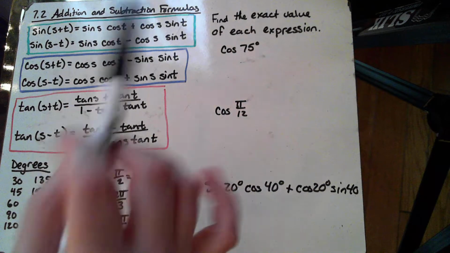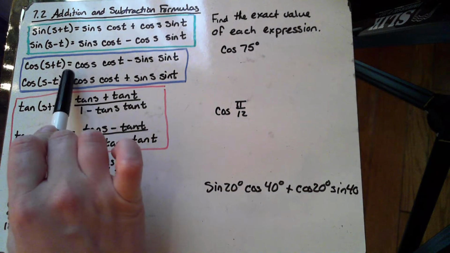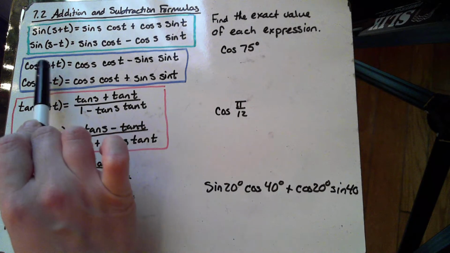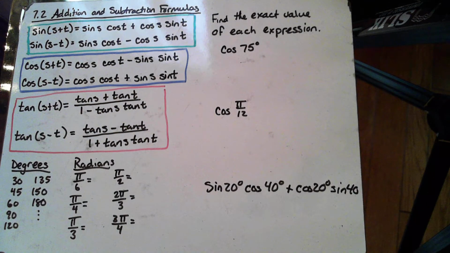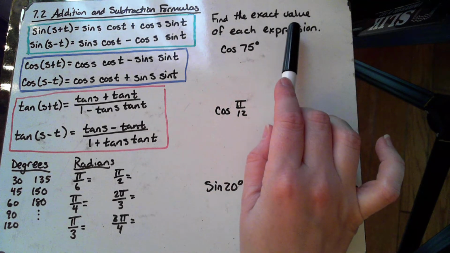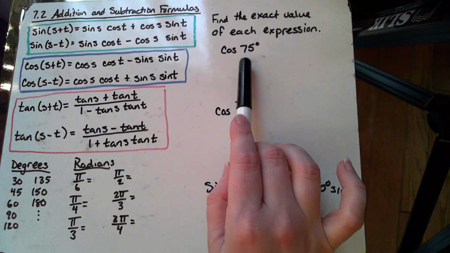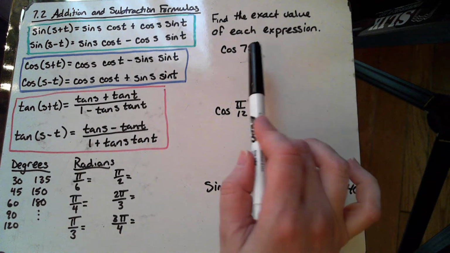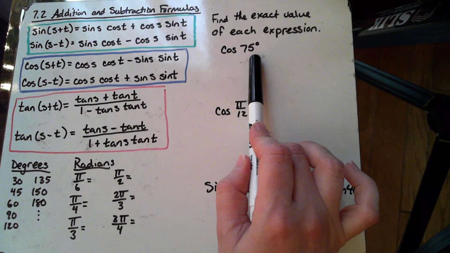And then we're going to go the opposite direction. So I'm going to give you something that looks like this, and we're going to go in the opposite direction to get something that's on our unit circle. The goal of this is to actually find exact values for things that are not actually on our unit circle. So our first question is the cosine of 75 degrees.